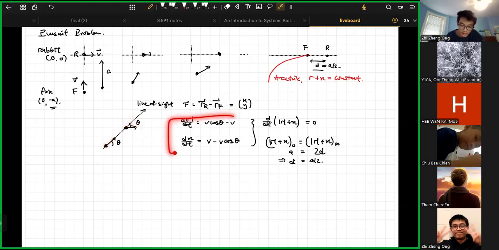So that's the component along the radius. By the setup of this problem, if you add them together, you realize the change is zero over time. So this is a conserved quantity, and therefore you can write the initial r plus x is equal to the final r plus x. The initial r plus x is just a, because r is equal to a, plus zero, because there's zero x separation.